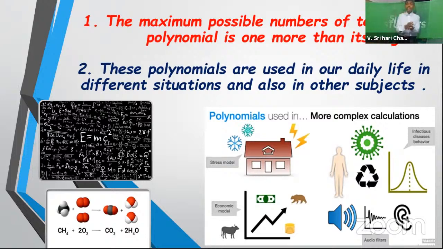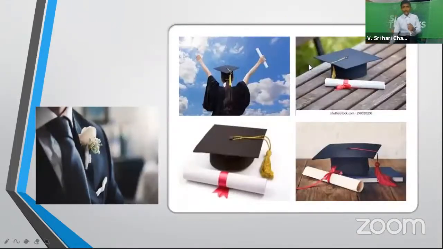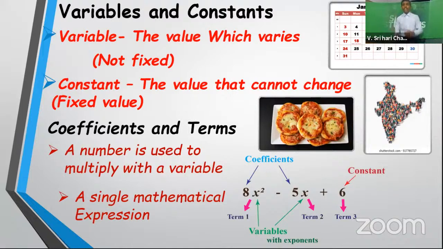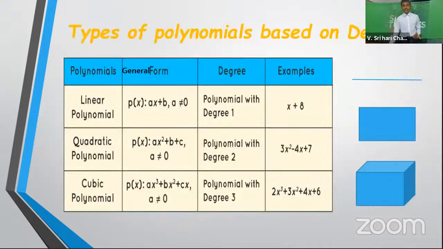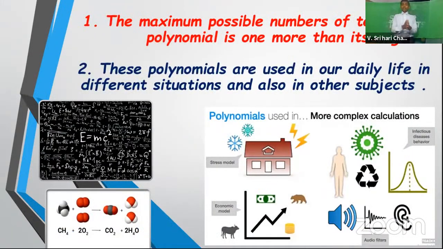If the degree is 1, the terms will be 2. If the degree is 3, the terms will be 4. If the degree is something, then the terms will be 1 more than its degree. Right? For example, let's look here: 8x square minus 5x plus 6. What is the degree of the given polynomial? 2. Degree is 2, right? So what we learned is the terms will be 1 more than its degree. If the degree is 2, then what are the terms? 3, right? 1 more, as we learned. So that's what I want to say from here, that the maximum possible number of terms in a given polynomial is 1 more than its degree, right?